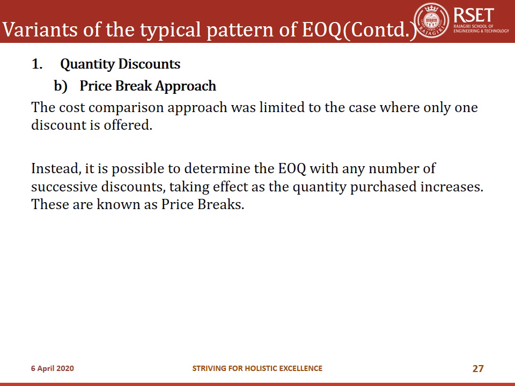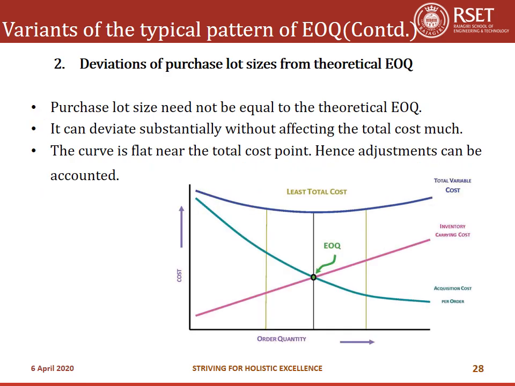So the price break approach can also be taken into consideration to determine the EOQ. Earlier, we were dealing with the variations in EOQ that were related to the quantity that was being purchased. Now we are going to deal with deviations of purchase lot sizes from the theoretical EOQ. So you've calculated your EOQ and you've got that your EOQ is, say, 6 units.